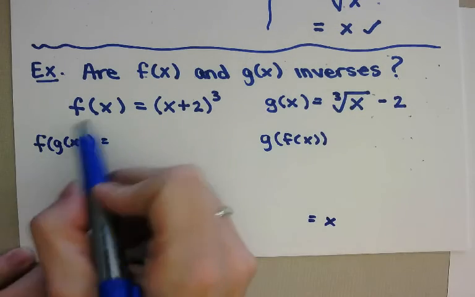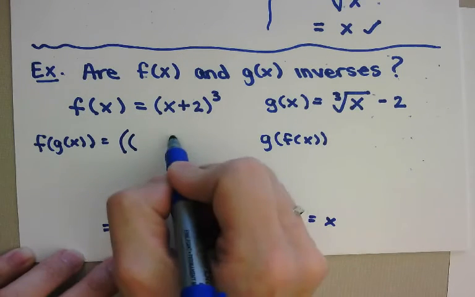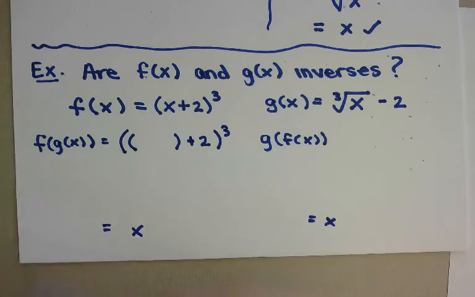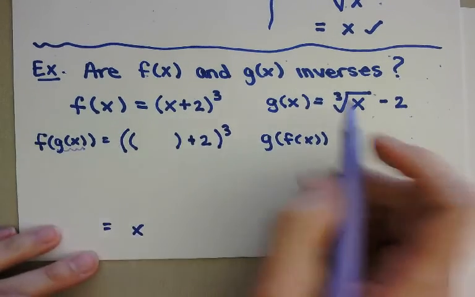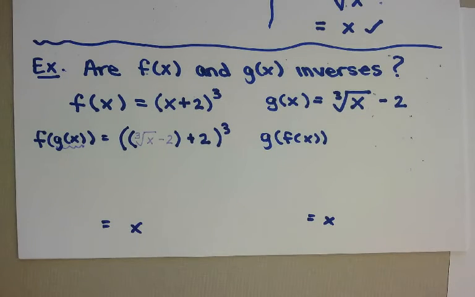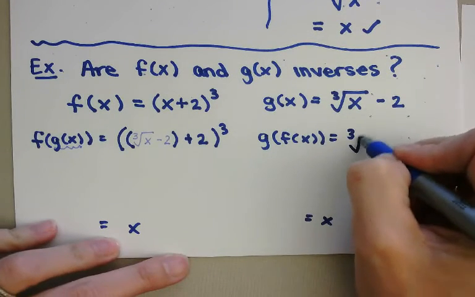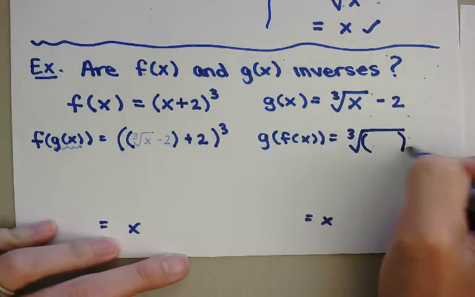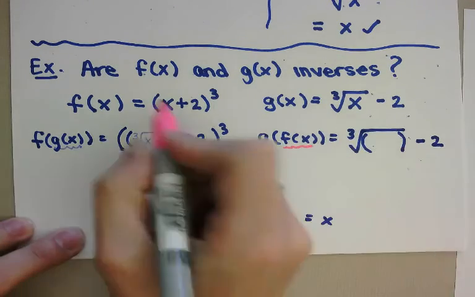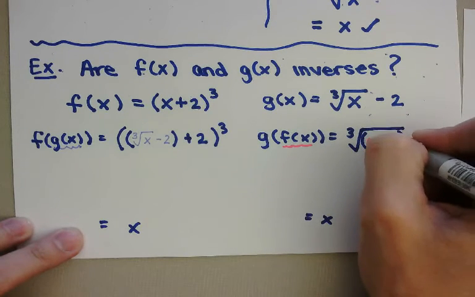All right, so we're going to go to the f function, which is this, and wherever there's an x, like right there, we're going to leave that blank, and we're going to plug in the g of x. Okay, so g of x is the cube root of x minus 2. And then I'm going to go to the g of x term, and wherever there's an x, I'm going to put a parenthesis, and I'm going to put the minus 2. And they want me to substitute in f of x. So f of x is this x plus 2 cubed.